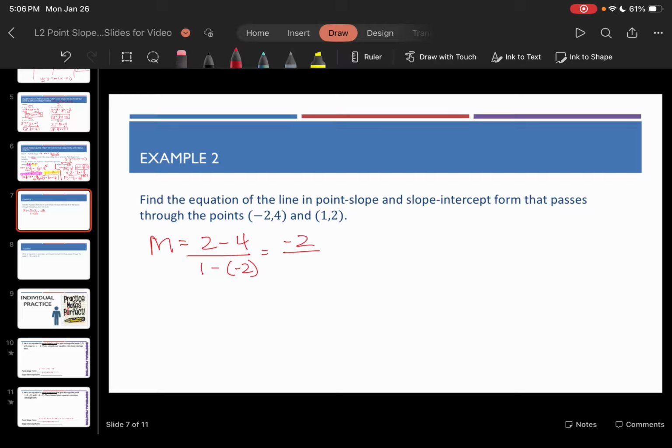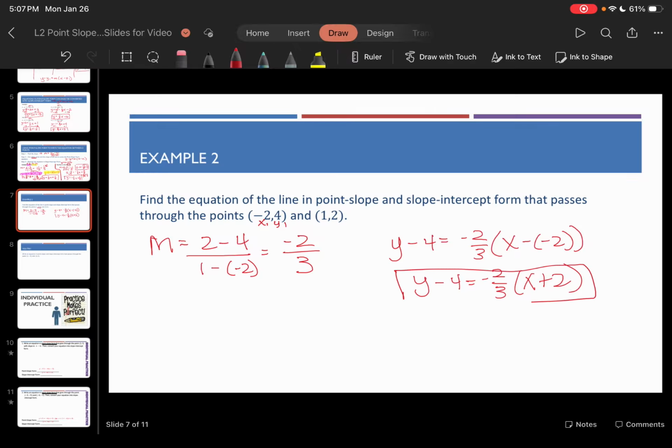-2 over, this becomes minus a negative. Minus a negative becomes a positive. And you can pick either point. I'll pick this one, x1, y1. So y minus 4 equals -2/3 times x minus -2, right? Minus a negative becomes x plus 2. So here's my equation in point slope form.